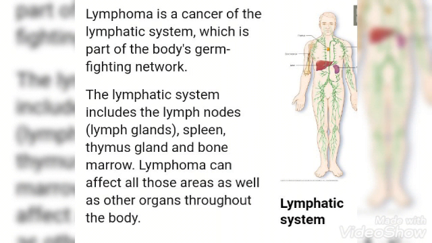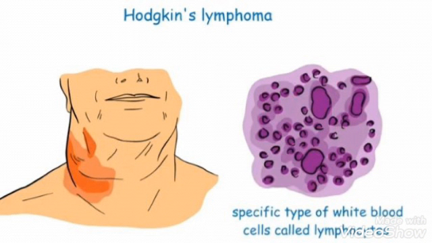Lymphocytes are a type of white blood cell, and lymphoma is the cancer of these lymphocytes, the germ-fighting cells in our body. Lymphoma is subcategorized into two types, Hodgkin's lymphoma and non-Hodgkin's lymphoma. Hodgkin's lymphoma is the most common type of lymphoma.